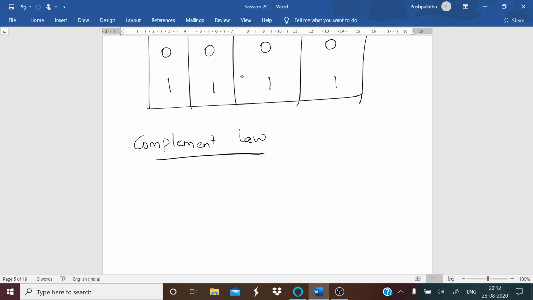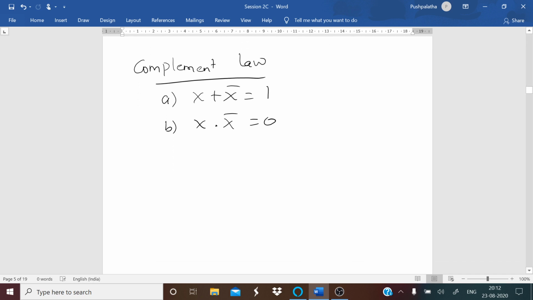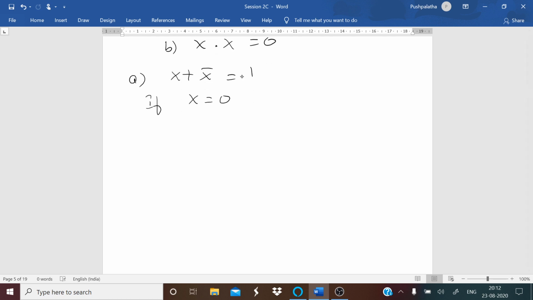That is your complement law. So what does the complement law state? The complement law states that you have two statements: x plus x bar is always 1 and x into x bar is always 0. Let us go for the first statement, x plus x bar equals 1. If x is equal to 0, then what happens? In the place of x you substitute the value 0, plus what will x bar be? As we said in the earlier session, x bar means the complement, that is the opposite. x bar becomes 1, so 0 plus 1 is 1.